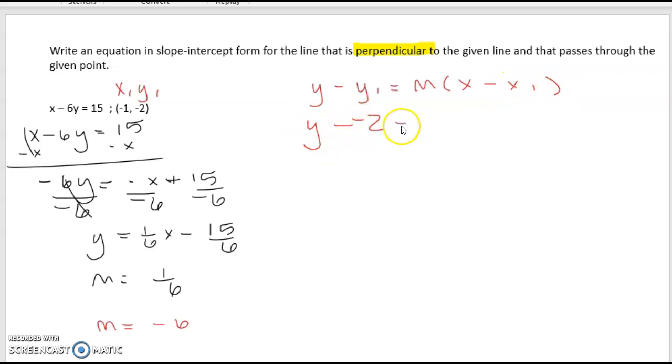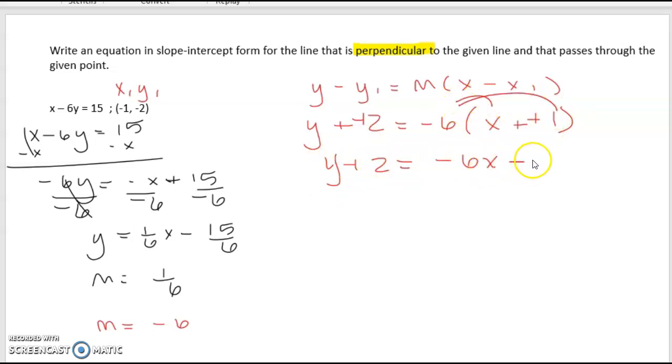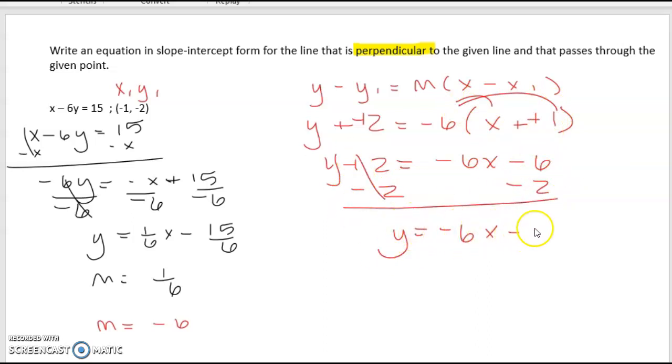Now we can plug in. Y minus negative 2 equals a negative 6 times x minus negative 1. All these are plus or positives. You know how that goes. We have y plus a 2. Here we distribute negative 6x, negative 6. Subtract a 2 to both sides, and y equals negative 6x minus an 8.